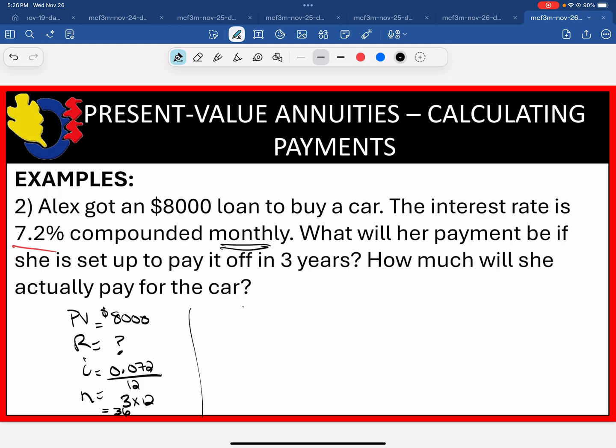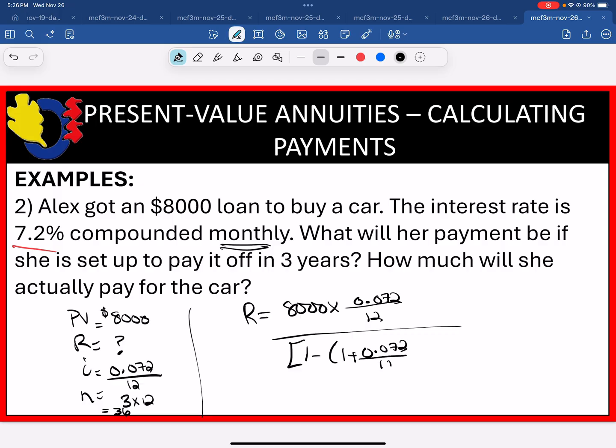Okay, go ahead and plug that in. So 8,000 times 0.072 over 12, all divided by, big bracket, 1 minus 1 plus 0.072 divided by 12, the exponent negative 36, and go ahead and plug that in. So again, you may have to enter the numerator separately, the denominator separately, and then divide those two. And you should get $247.75.